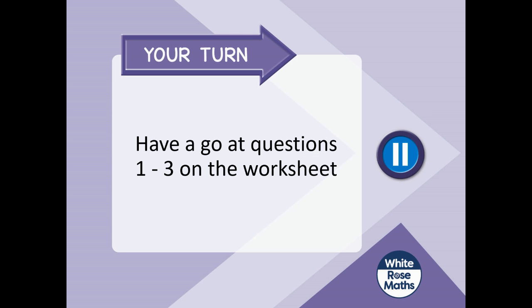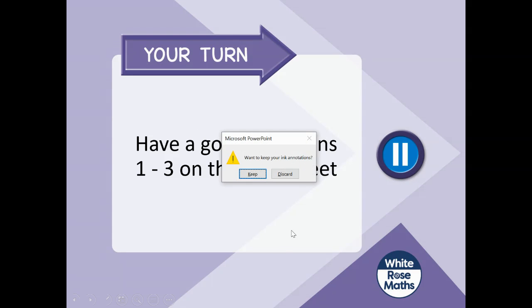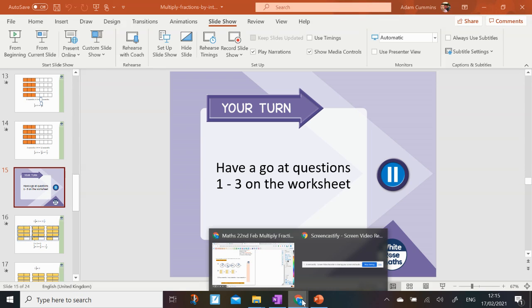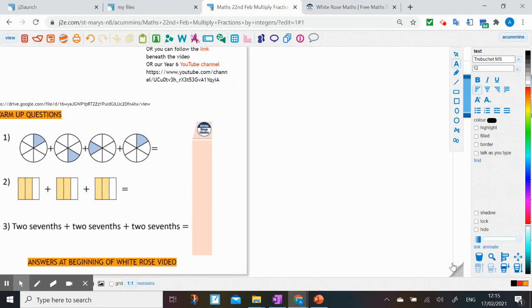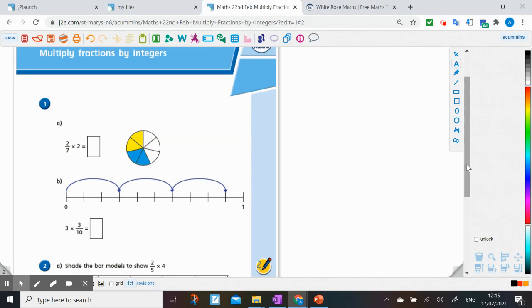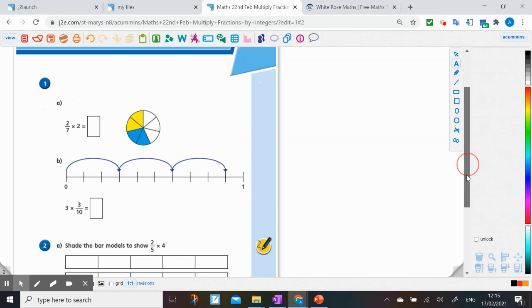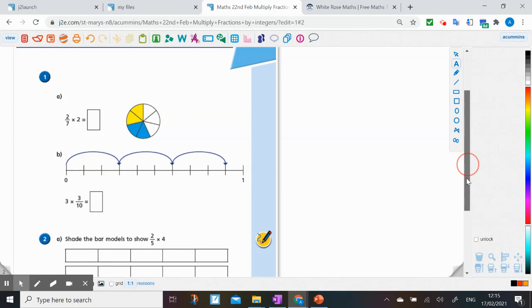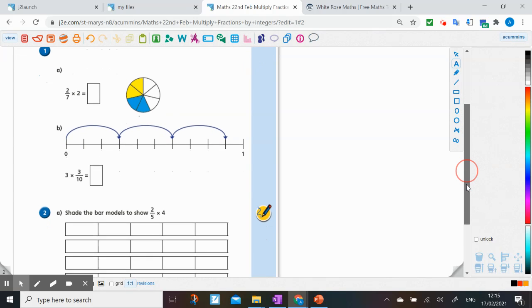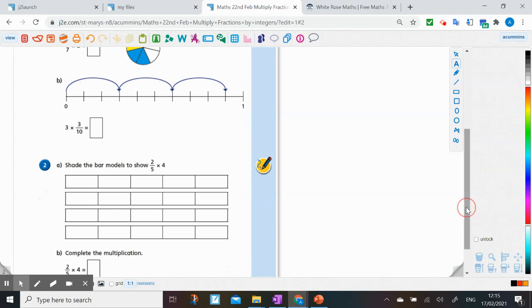Okay, it's time to have a go at questions 1 to 3. So let's go and have a look at the worksheet itself. All right, let's see. So yeah, 2/7 times 2. We should be able to do that. It's even showing you on that pie chart how many sevenths that would be. 3 times 3/10. So they've got this number line to try and help you with question B.